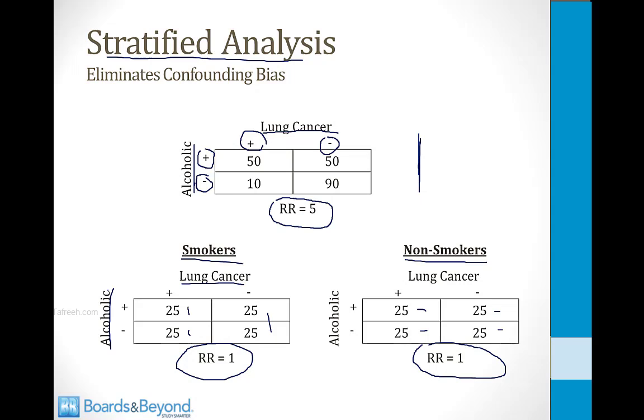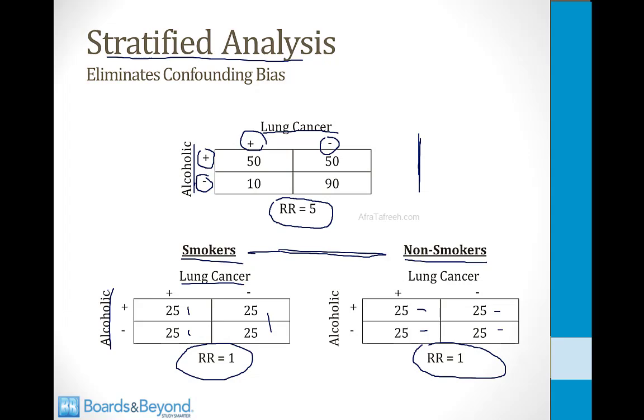So a stratified analysis by smoking versus non-smoking has eliminated the effect of alcoholism on lung cancer. This means that smoking is a confounder. It completely eliminates the apparent risk of alcoholism on lung cancer. And this is called a stratified analysis, and this is how you uncover confounders.